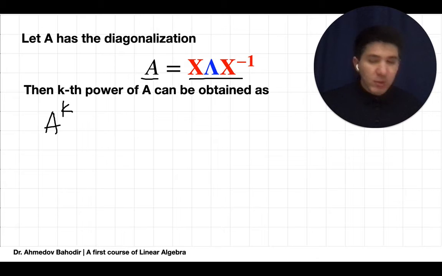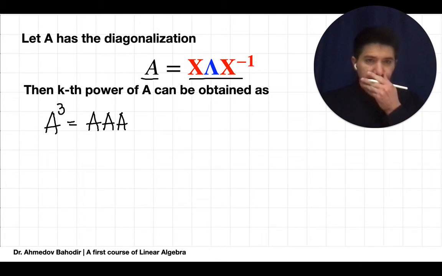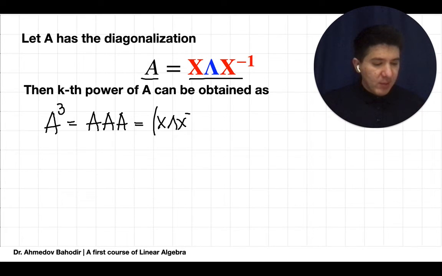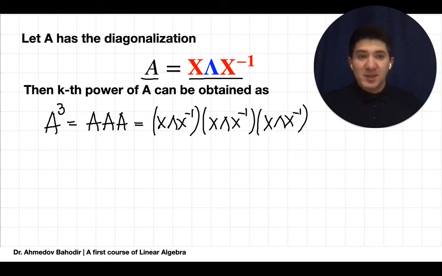So let's try to do this with a smaller number, let's try with 3, so that it will be easier for us to understand what's going on here. I'm going to rewrite this as A times A times A. I'm going to substitute every appearance of the A with its decomposition: X lambda X inverse for the first A, X lambda X inverse for the second A, and X lambda X inverse for the third A.